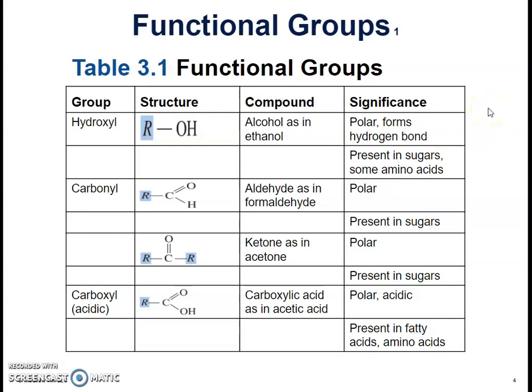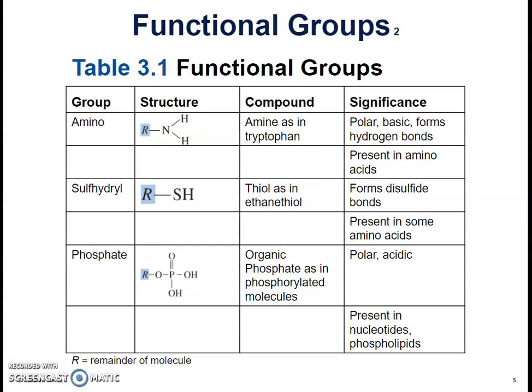We're not going to spend a whole lot of time on this, but I need you to know that these different functional groups, these different structures, are what cause these macromolecules to have different properties and different functions. Here are some more functional groups: aminos, sulfhydryls, and phosphates.